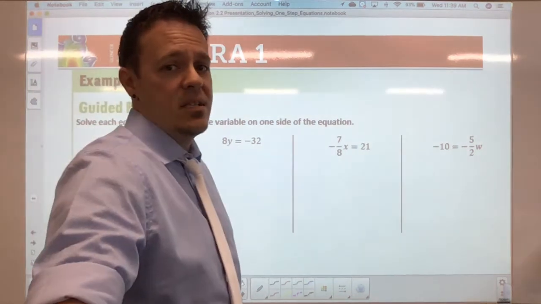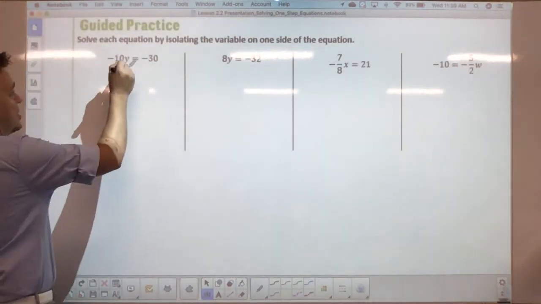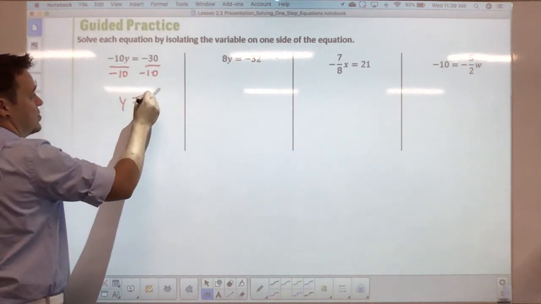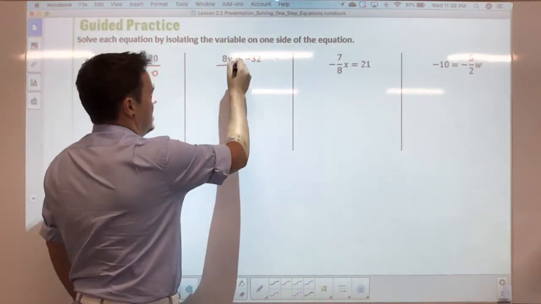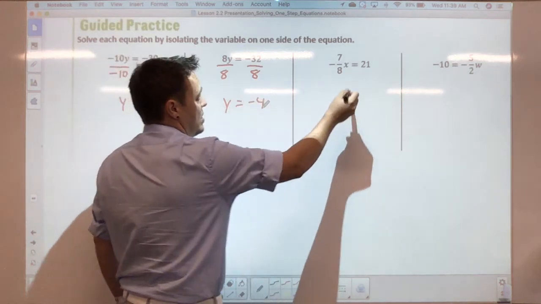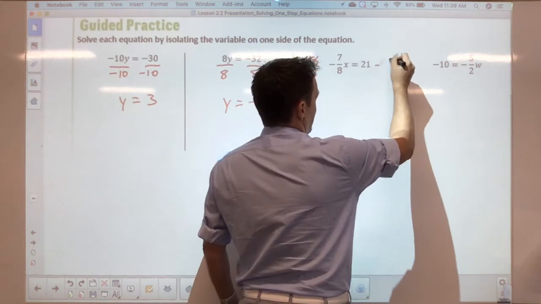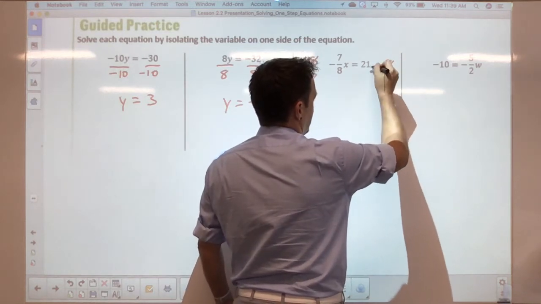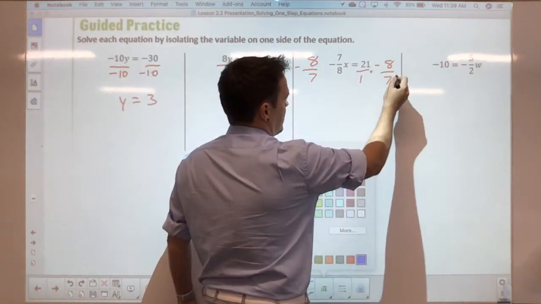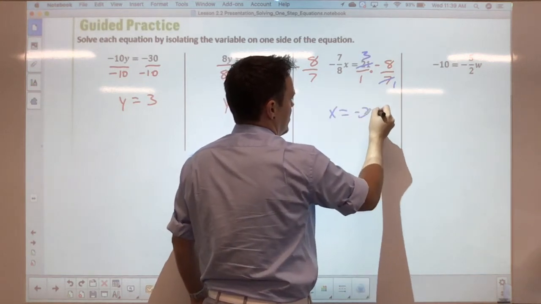All right. For the very last, we have one more little section after this. So this one here, if you divide both sides by negative 10, this will come out to be y equals 3. A negative and a negative is a positive. 8 and 8. Y equals negative 4. This one here, it'll be negative 8 over 7, and it's multiplication divided by 1. So if I cross multiply, that becomes a 1. That's a 3. So x is going to equal negative 24.